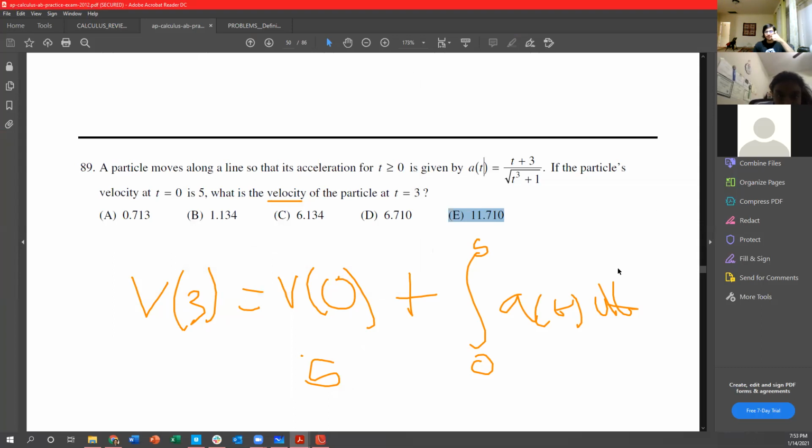Good? This is just a net change problem. And it's a calculator problem, so you can just plug it in. Okay. Everyone good with that? Ready to move on from there? Okay.